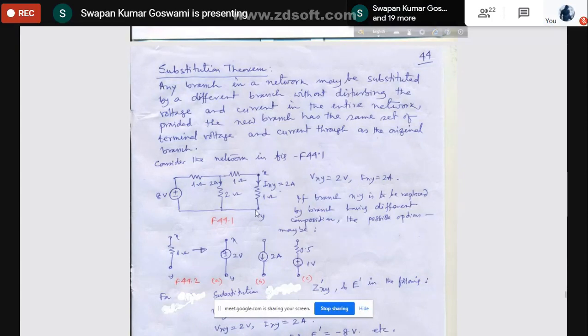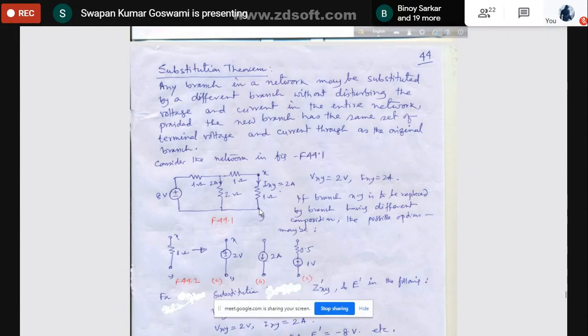Out of this 2 ohm resistance, we have divided them into two parts, and we are saying that this node is X, this node is Y, and between X, Y, this is 1 ohm resistance. And what is the current through this 1 ohm resistance? That is, say, IXY equal to 2 ampere. What is the voltage across? 1 ohm multiplied by 2 ampere means 2 volt is the voltage here.